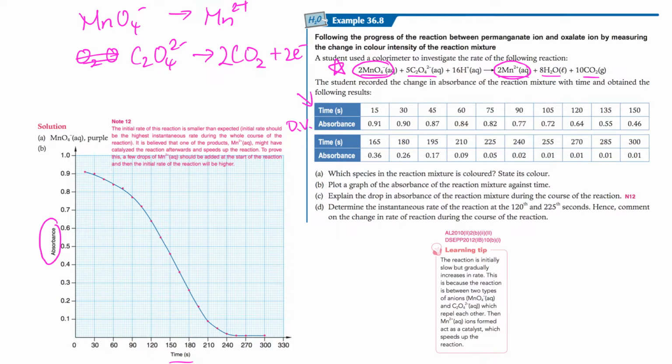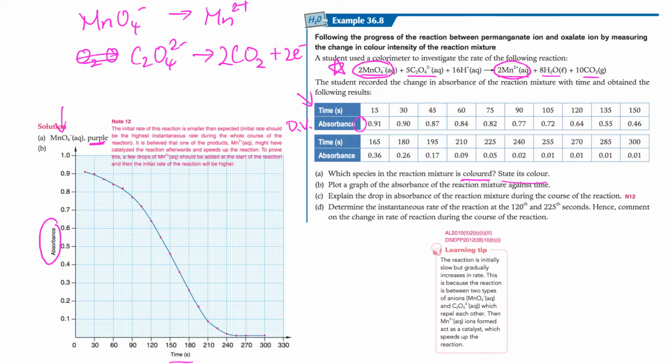And you can't see a unit right there because we said that this is in the form of a percentage. So therefore no unit right here. The first thing is asking about the colored species. What is the color of it? So very obvious, it is the permanganate ion, and it will be purple in color.